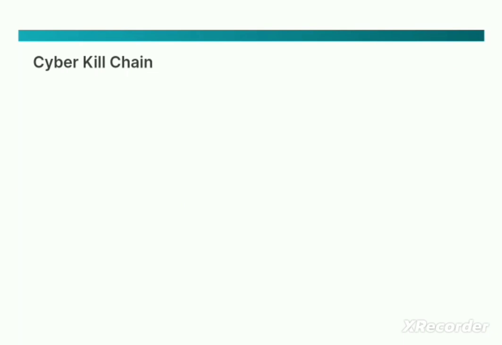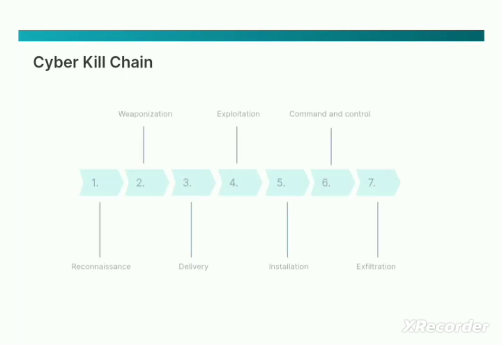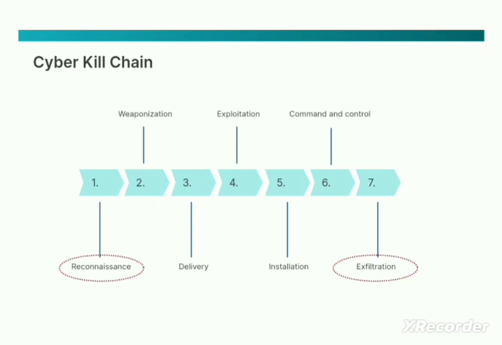One of the most widely used frameworks for analyzing cyber attacks is the cyber kill chain, developed by Lockheed Martin in 2011. The cyber kill chain is a 7-step model that describes the stages of a cyber attack, from the initial reconnaissance and weaponization of the attack method to the final exploitation and exfiltration of data.